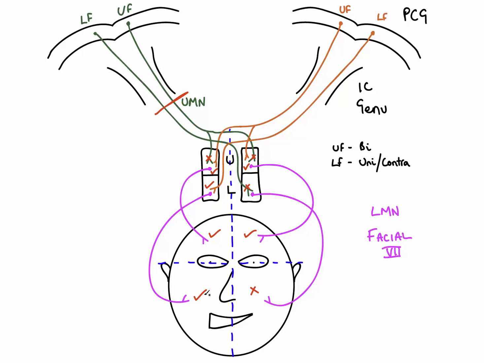So with an upper motor neuron lesion, you have an inability to contract the contralateral lower side of the face. An upper motor neuron lesion of the facial nucleus means that you have an inability to contract the lower portion on the contralateral side of the face. And hopefully with this diagram showing the connections, you can appreciate why that happens.